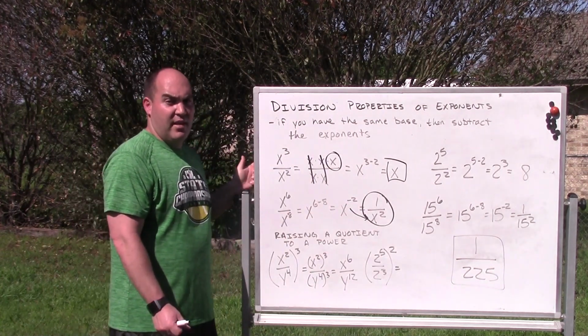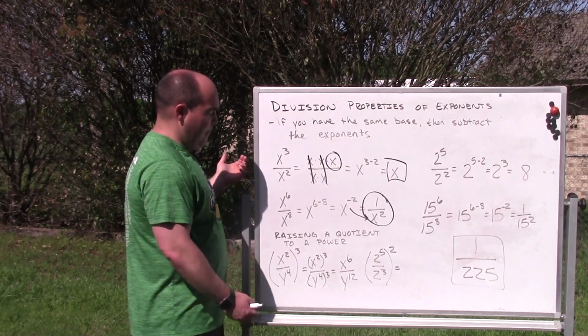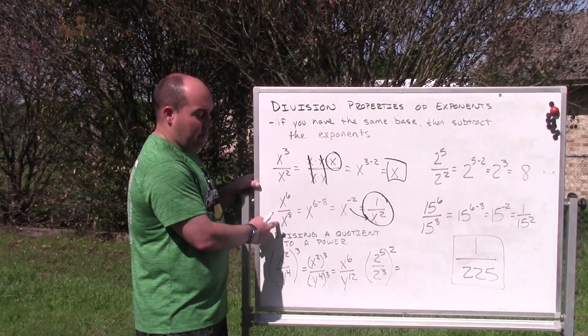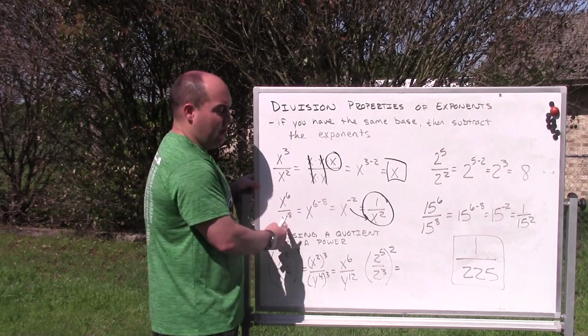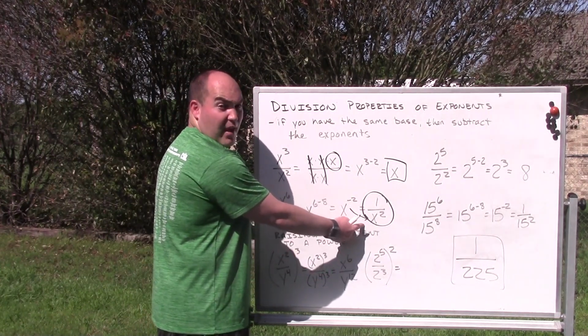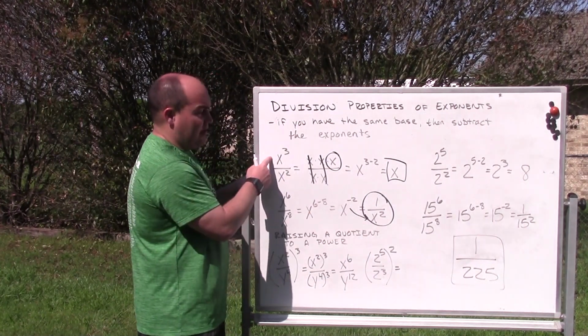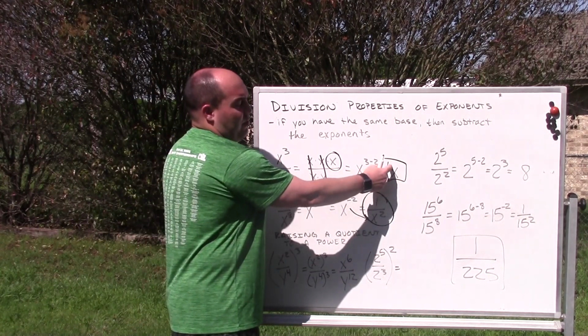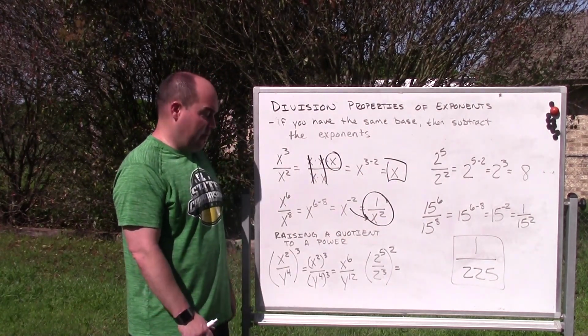So this is why I say one of my don't be dumb rules. If you have more x's on the bottom to start with, make sure when you get done you have more x's on the bottom. If you've got more x's on the top, then make sure when you get done, when you have your answer, you got more x's on the top.